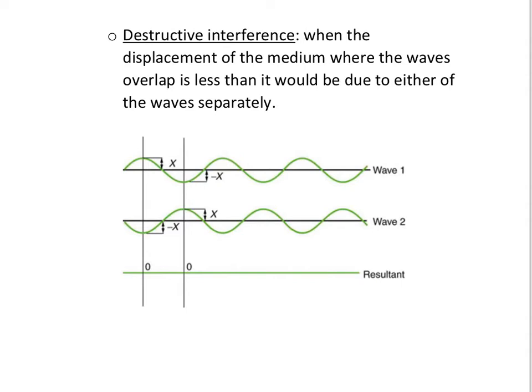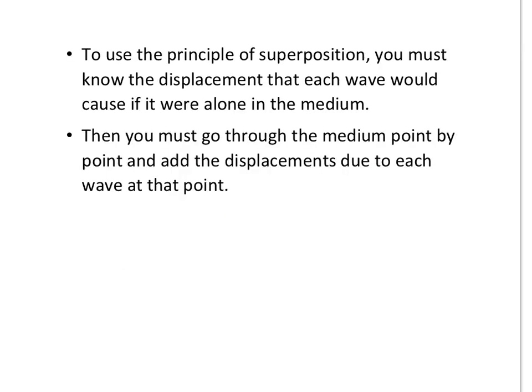And these were two perfect examples. You may have situations where they're not equal amplitudes, and in that case, it'll look different. It's not completely canceling out, it's not completely adding, but it would be a mix of the two. So in order to use superposition, you need to know the displacement of each wave. So you're looking for the amplitude, and then it's a little bit tedious, but you need to go through point by point and add the displacements to figure out what the superposition, or the sum of the waves, would be. So again, this is tedious, but it's not terribly difficult.